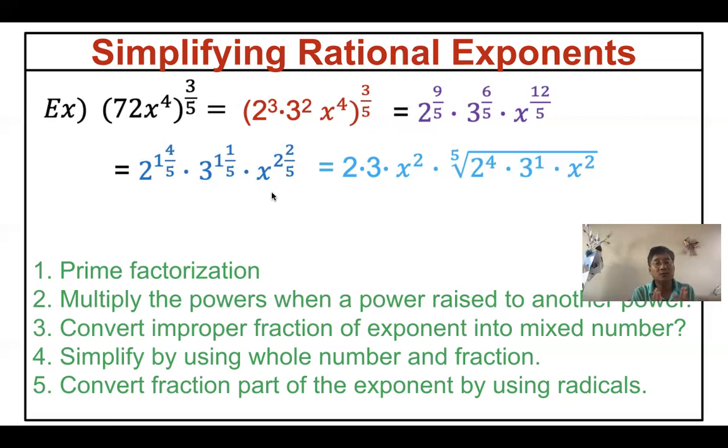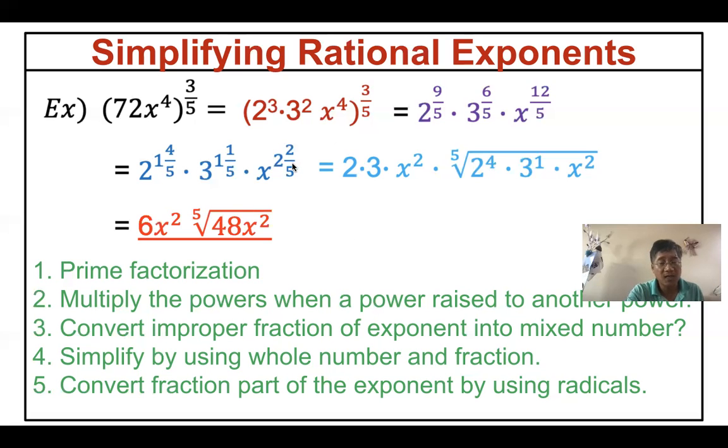Because you have all the same radical, which is a 5th root, you don't need to separate the 5th root. You need only one radical, which is now 5th root, and then 2 to the 4th power, 3 to the 1 power, x squared, like this. And then what do you do? You simplify now. 2 times 3 is 6. 2 to the 4th power is what? 2, 2, 2, 2, which is 16. 16 times 3 is 48, right? Right. So you can rewrite. This is the final answer.